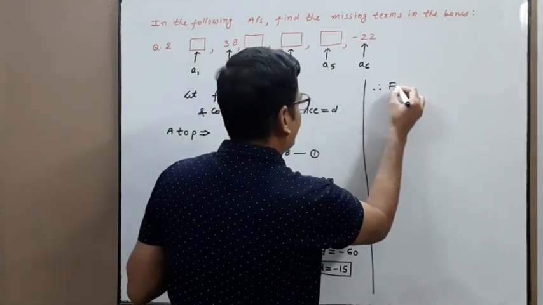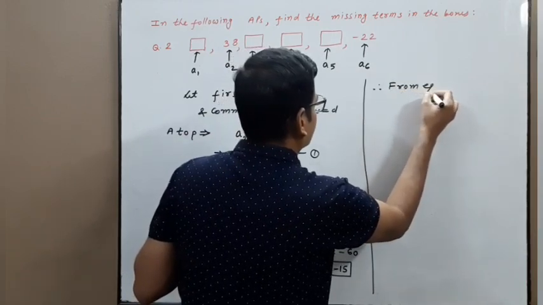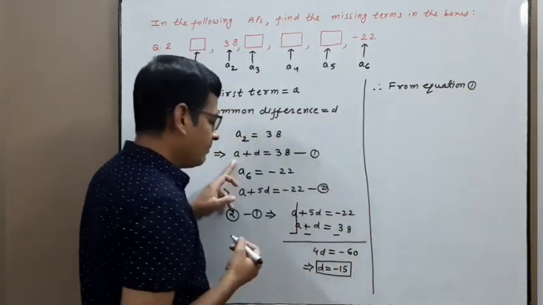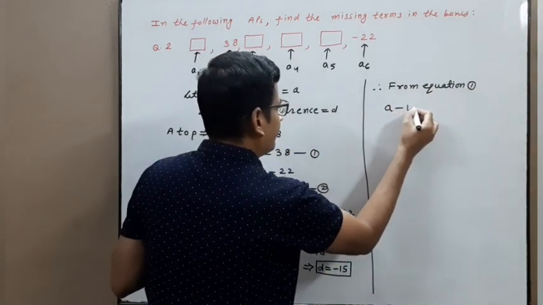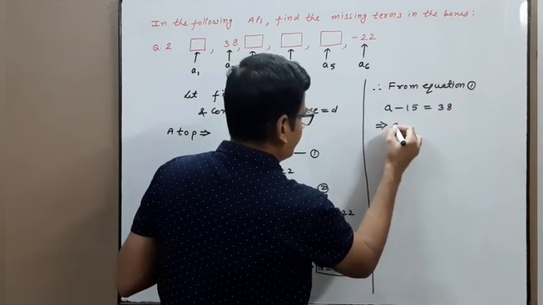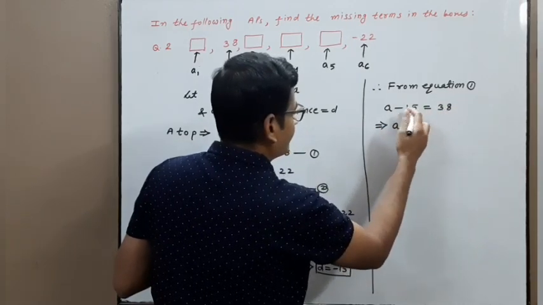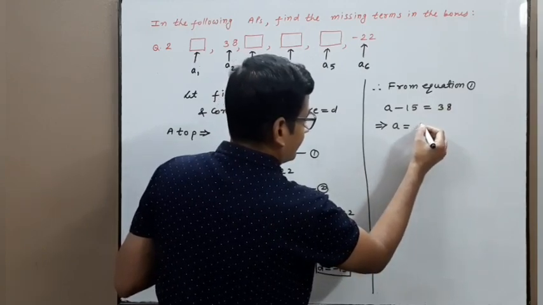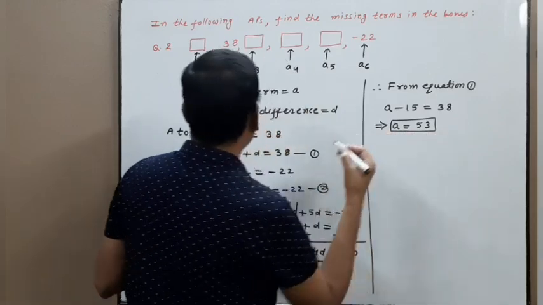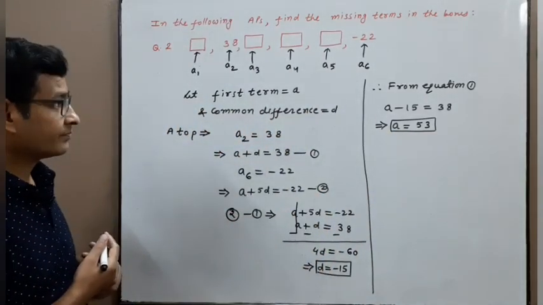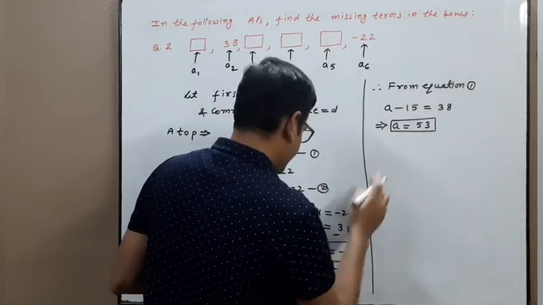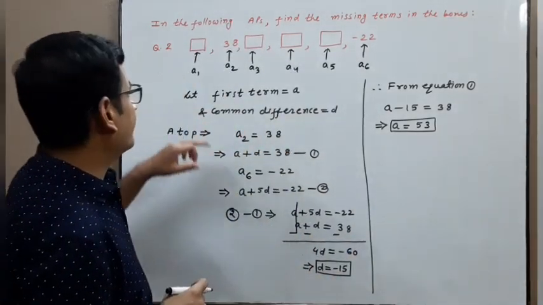So from equation 1, A plus D, A minus 15 equal to 38. So A equal to 38 plus 15, so 53. So the first term is 53. After this we have the first term and common difference. So now find the remaining terms.